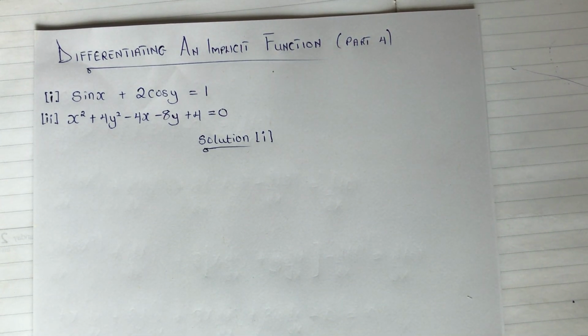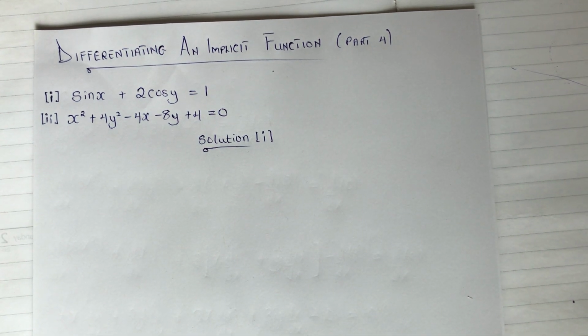If you haven't watched the previous videos, open my playlist Engineering Maths 1 and search for differentiating an implicit function, parts 1, 2 and 3. Go over the previous videos. I have done a lot of examples there for you to understand. I am taking the last example and then this topic.